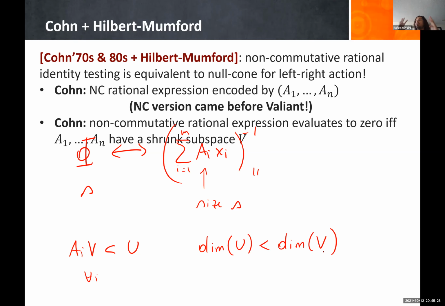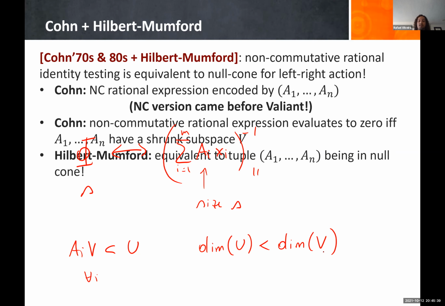It's just saying that all these matrices simultaneously shrink this space V. They will send V to a space of smaller dimension. And if you look at this shrunk subspace, and then look at the Hilbert-Mumford theorem and the one parameter subgroup, you can see that this shrunk subspace is equivalent to this tuple being in the null cone.